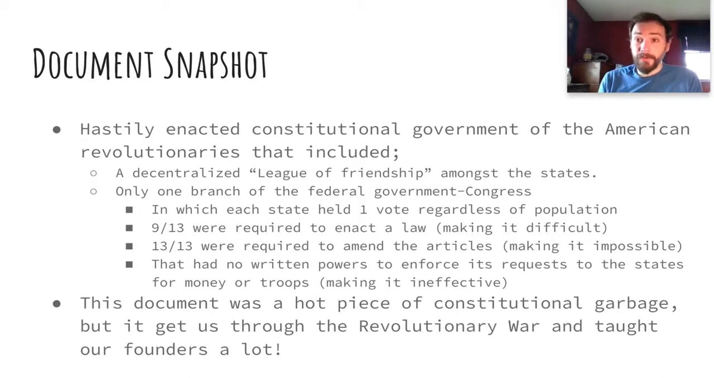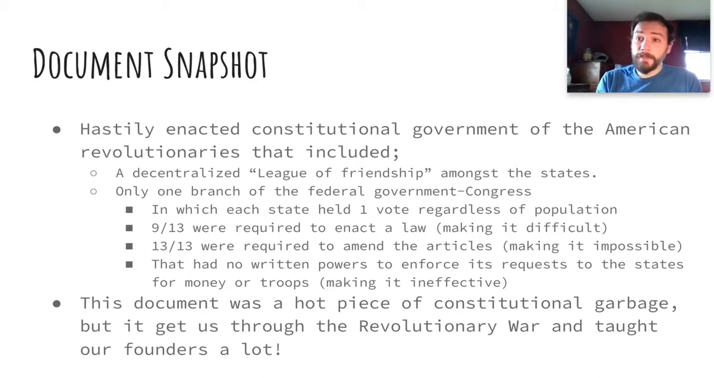Yes, there's a federal authority, but that federal authority has no real power. And there's only one branch of government, which is Congress. There's no federal executive. There's no federal judiciary executing the laws and interpreting the laws. That's totally up to the individual states. So the only thing Congress can really do is make a law.